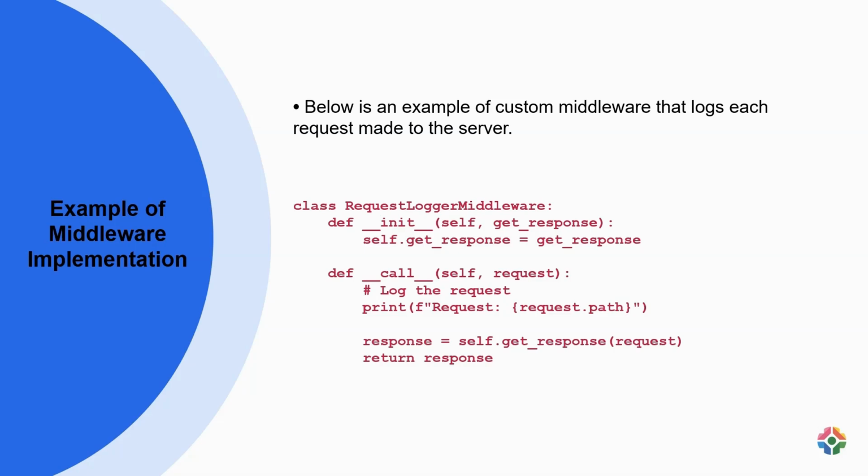For instance, upon a user accessing a web page, this middleware would log the request details such as the path of the URL, enabling the server to monitor incoming requests. This type of middleware can be helpful for debugging, tracking traffic, or monitoring the behavior of specific endpoints within a web application.